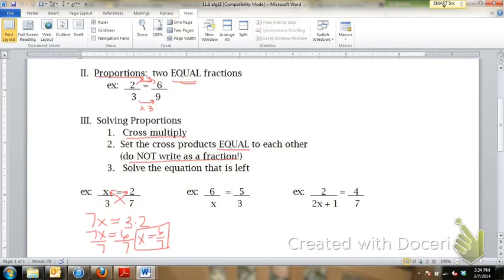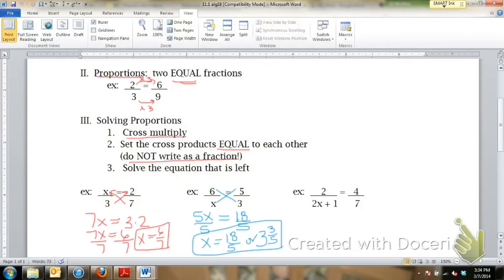So in the next one, cross multiply on the diagonal. 5 times x is equal to 6 times 3, which is 18. I'm just going to leave it as that. Divide both sides to solve it, and I get x equals 18/5. Or if you want to make it mixed, you could say 3 3/5.